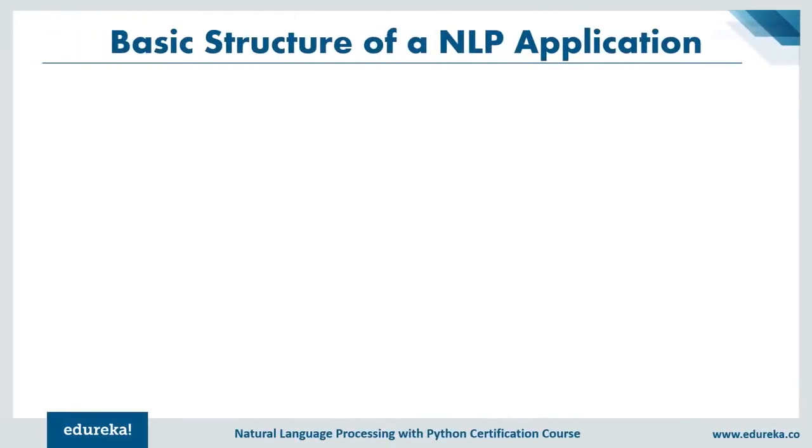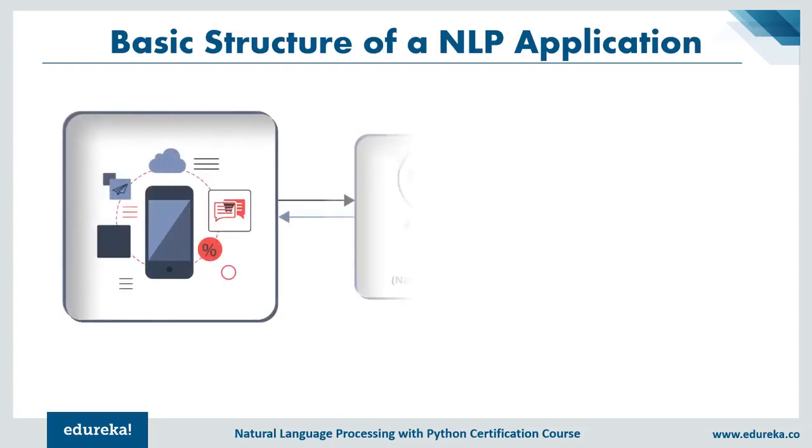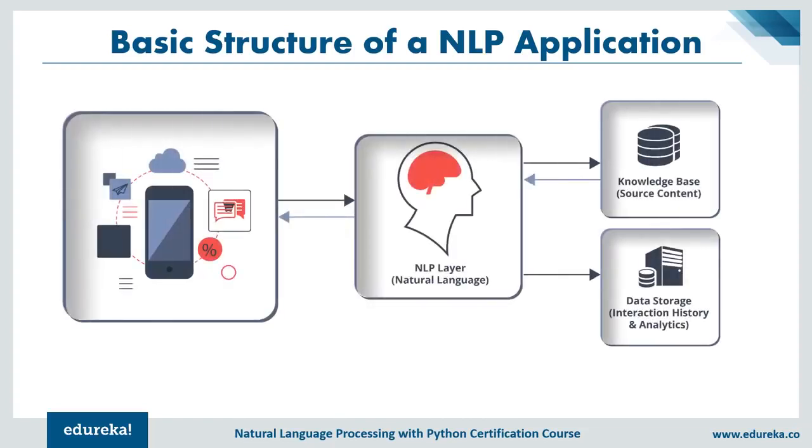So let's understand the basic structure of an NLP application. Considering the chatbot here as an example, we can see first we have the NLP layer, which is connected to the knowledge base and the data storage. Now, the knowledge base is where we have the source content. That is, we have all the chat logs, which contain a large history of all the chats which are used to train the particular algorithm. And again, we have the data storage where we have the interaction history and the analytics of that interaction, which in turn helps the NLP layer to generate the meaningful output.